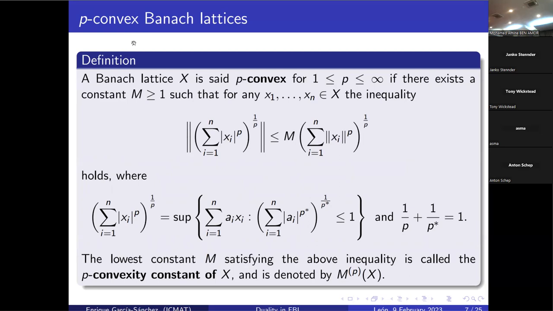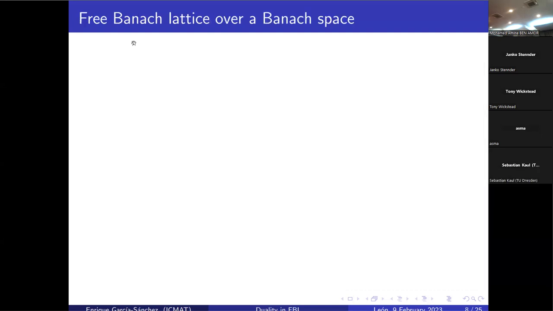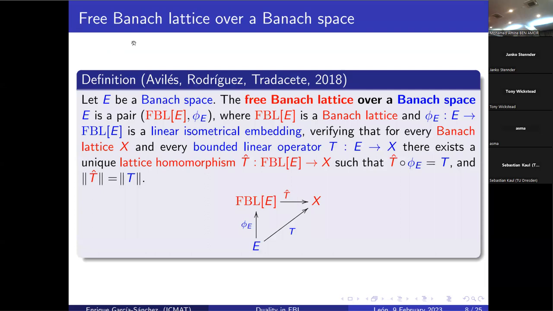The smallest constant here, we will call it the p-convexity constant of X, and we will denote it by this. So now let's go to the definition of free Banach lattices over a Banach space, which is a free object introduced by Antonio Avilés, José Rodríguez, and Pedro Tradacete a few years ago, which satisfies this universal property. Given a Banach space and a bounded linear operator from our Banach space to any Banach lattice, we will be able to extend it to a Banach lattice homomorphism T hat, and this inclusion here, phi sub E, will be a linear isometry, in such a way that this diagram commutes, and the extension preserves the norm.